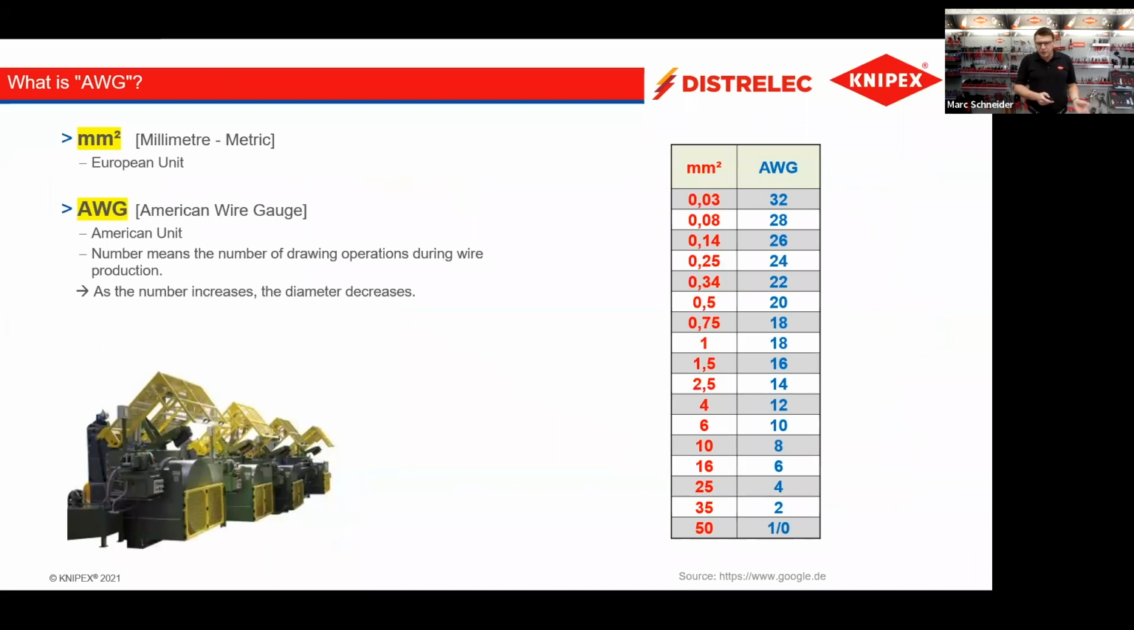Just a quick piece of information: there are two units for cable sizes worldwide. This is the metric size, square millimeter, and the American size AWG, meaning American wire gauge. In the list, you can see the comparison. For example, 2.5 square millimeter is AWG 40.